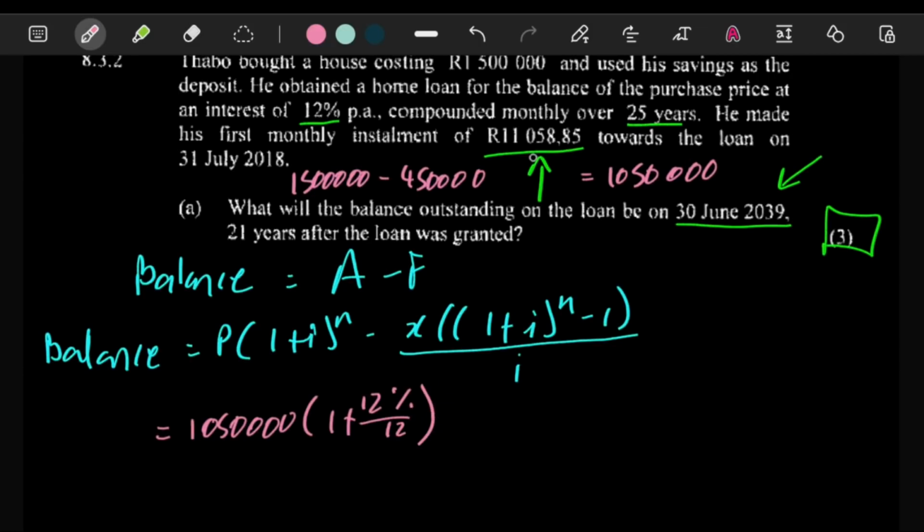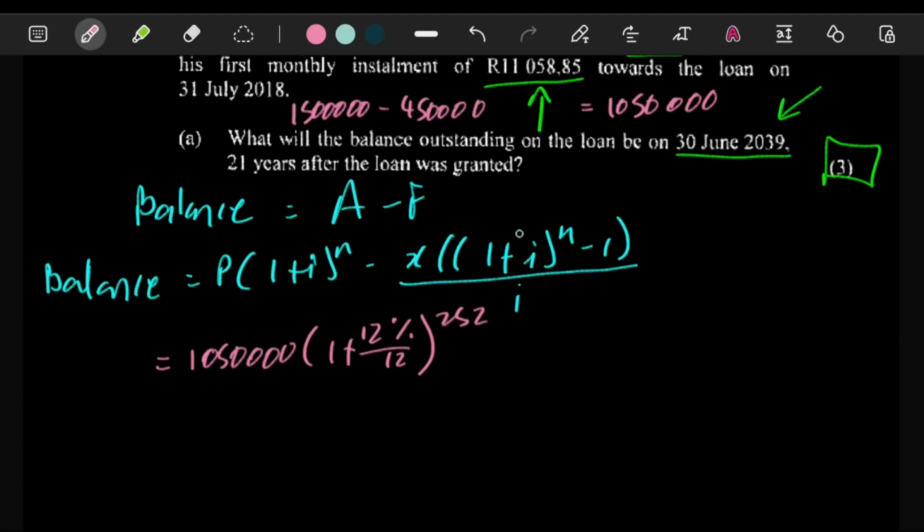And then they asked, what is his outstanding balance on the loan on June 2039, 21 years later. So don't overthink it. If it's 21 years later, it just means that your value for n is going to be 21 times 12. So let's see here, 21 times 12. That's 252.